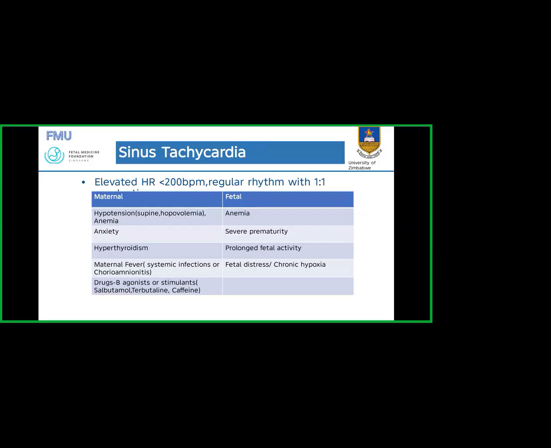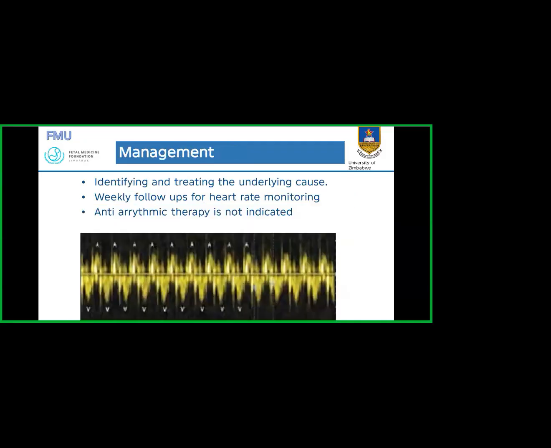We've got maternal and also fetal causes. Maternal causes include hypotension, which can be supine or due to hypovolemia. Anemia may also cause that. Others are maternal anxiety, hyperthyroidism, maternal fever, which can be from systemic infections or chorioamnionitis, and also the use of beta agonists like salbutamol and terbutaline, and stimulants like caffeine. On the fetal side, we've got fetal anemia, severe prematurity, prolonged fetal activity, and fetal distress or chronic hypoxia.